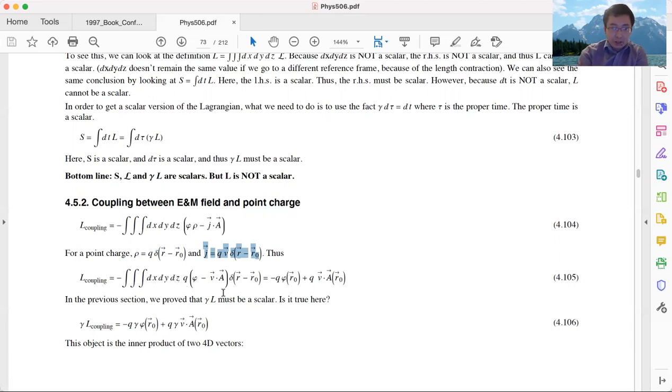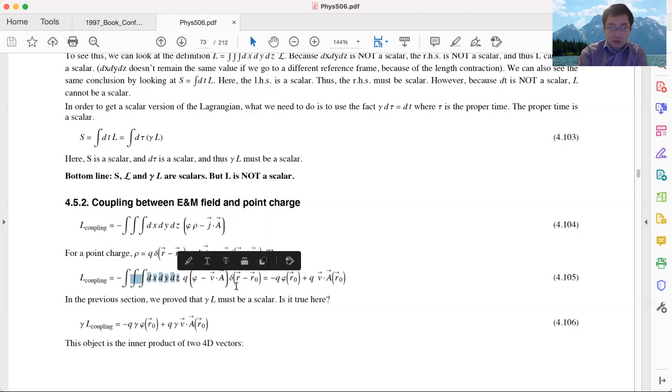Okay, and this is what we have. So we can put the common factor Q out. We can put the common factor delta function out. And in the middle, we have scalar potential minus velocity dot vector potential. Okay. And we have a 3D integral.